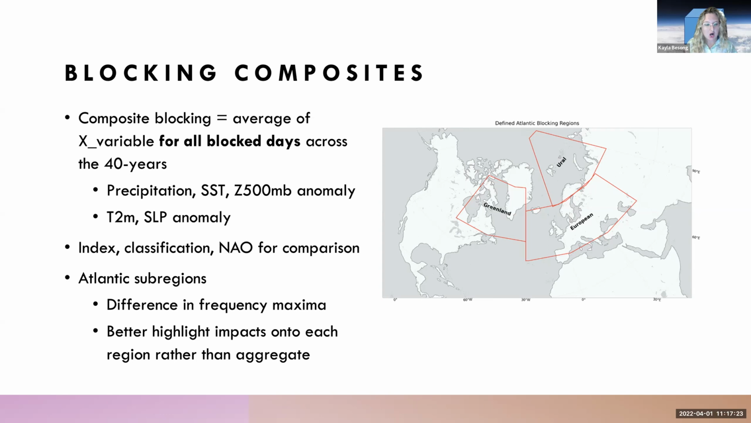Further, we're considering our index, classification, and I've also included the NAO panels for comparison. Due to some of the differences in frequency maxima that we saw and how they can change regionally, it was a motivation to break down these composites into Atlantic subregions, right? This better highlights the impacts of each region than having an aggregate, because if you have 3 different regions and you take the average of all of them, you're going to get a weak signal in the middle. This really goes into highlighting the impacts of blocking in each region, okay?